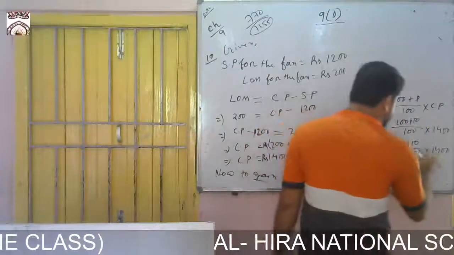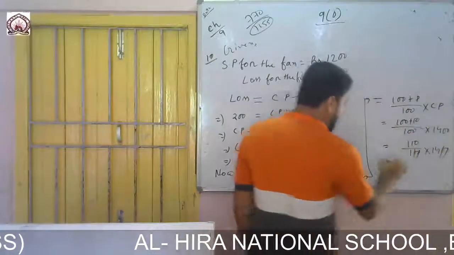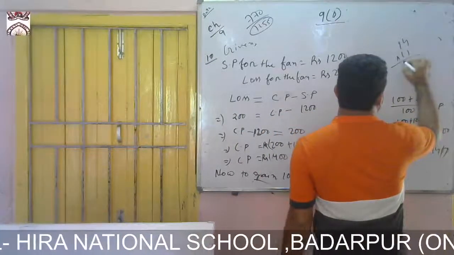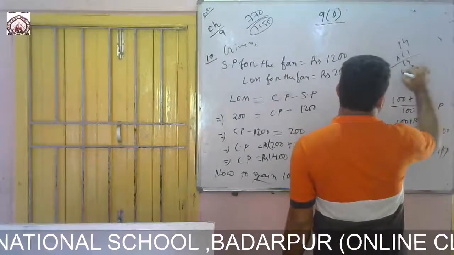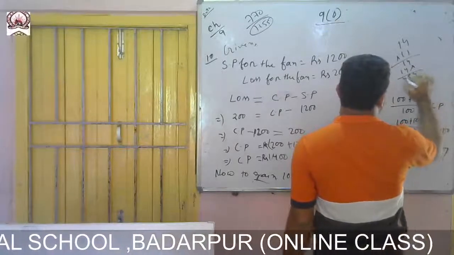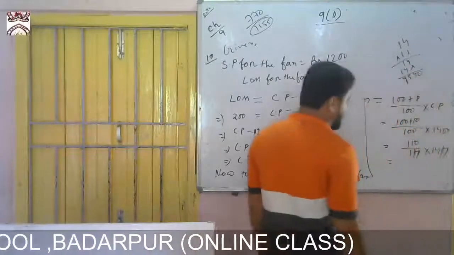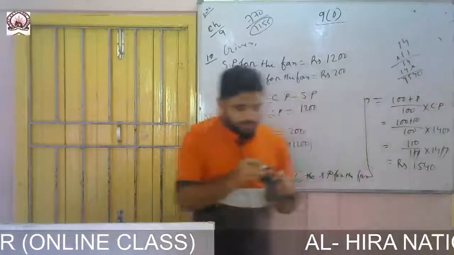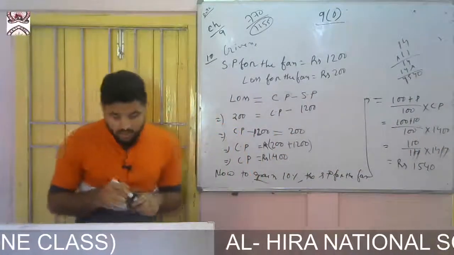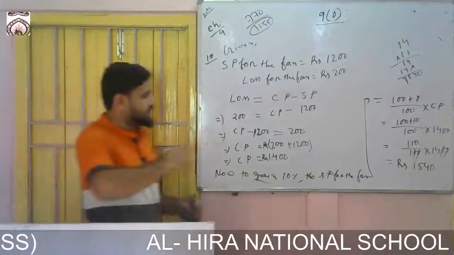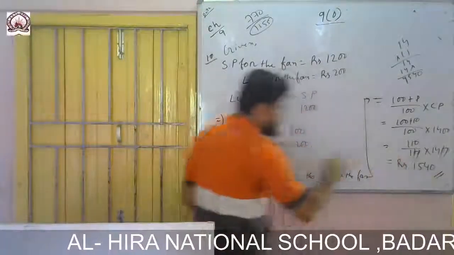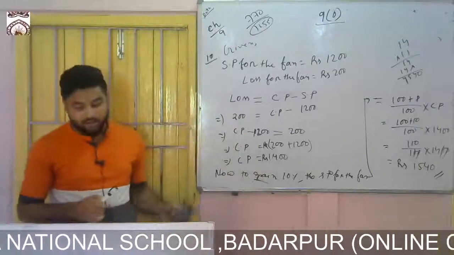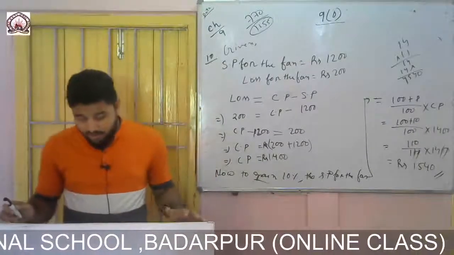Zeros cancel. Now multiply 11 and 14. 14 into 11 is 154, so it will be rupees 1540. That is the required answer. With this rate he needs to sell the fan. Now come to question number 11.